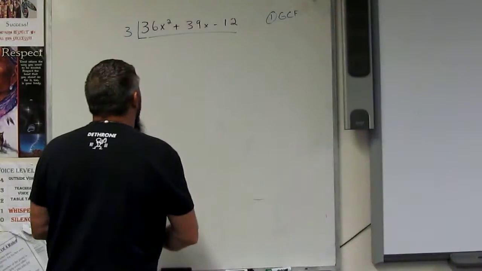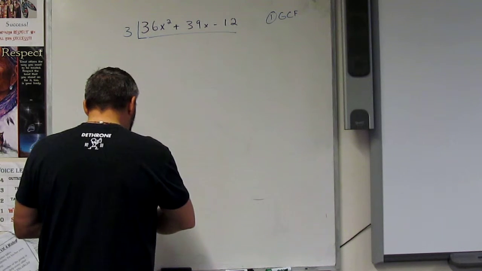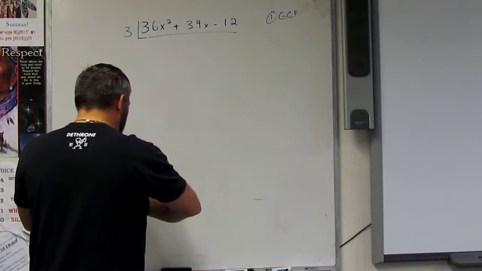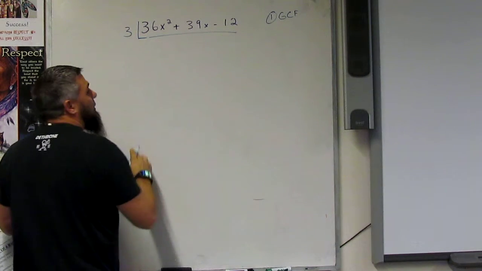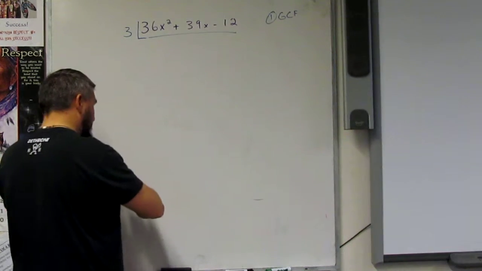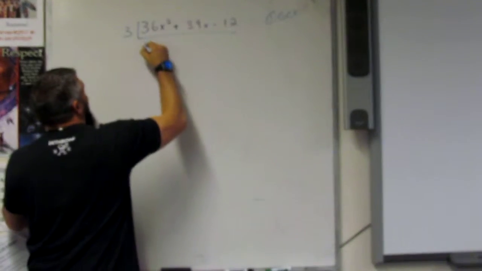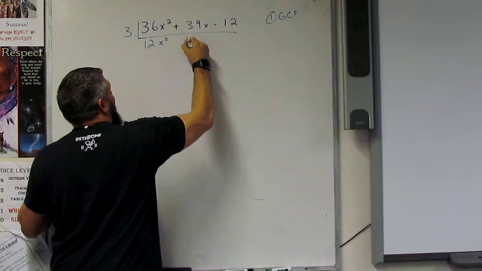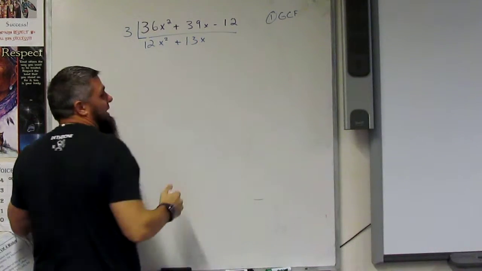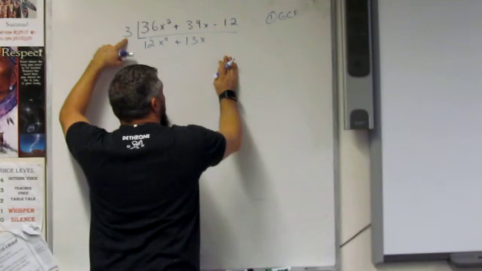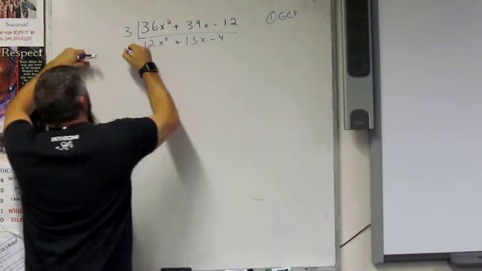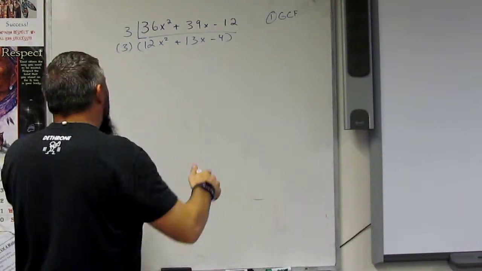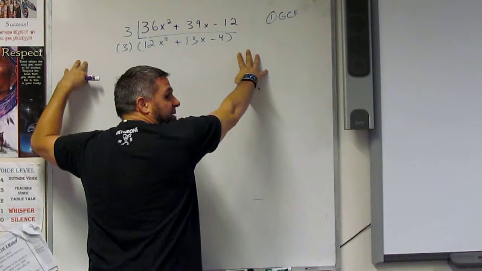So 3 definitely works. Okay? Alright, so what else? 3 goes into 36 how many times? 12. Good. So 12x squared. 3 goes into 39, 13 positive x times. And 3 goes into 12, 4 times, minus 4. So I just bring that 3 down and now we got parentheses around that. Okay? So that's the first step.